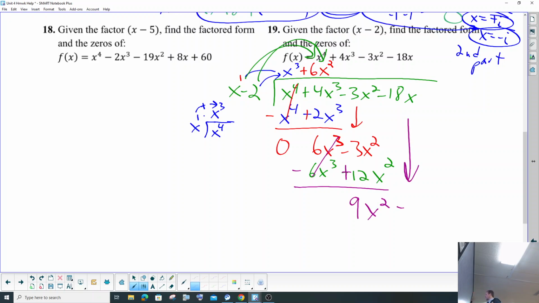Finally, we bring down the negative 18x. So how does x become a 9x squared? Well, we need a positive 9 and an x, because x times 9x is 9x squared. So then we write that down.